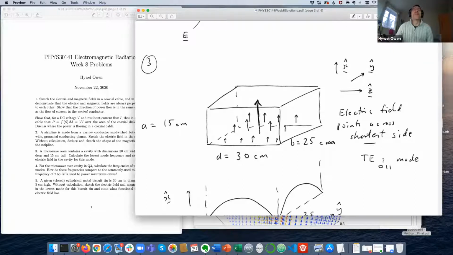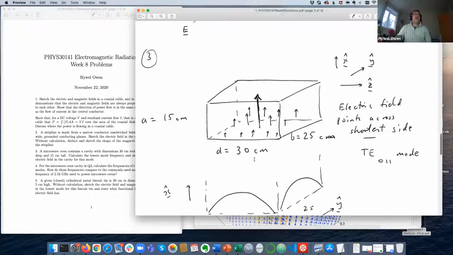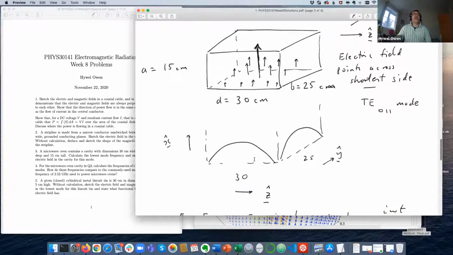Now, what does this look like in terms of the boundary conditions? Does it satisfy our boundary conditions? Well, let's look at our 0, 1, 1 mode. Our 0, 1, 1 mode has a half sine wave in the Z direction. That's the 1 at the end there. So if I draw the strength of the electric field as a function of Z from one surface of the cavity to the other, it goes up to a maximum in the middle and then comes down again.